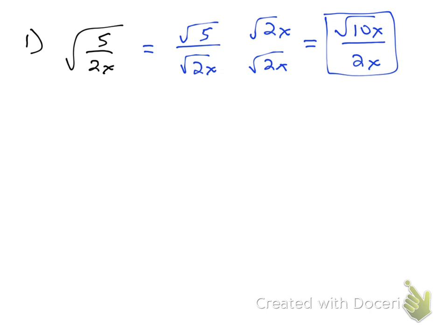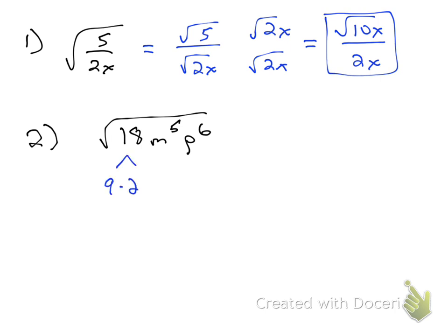You know what? We were so close. Number 2, square root of 18 times m to the 5th, p to the 6th. If we simplify 18 as 9 and 2, we can take out a 3. We get a 2 left inside the radical. The index number is 2.